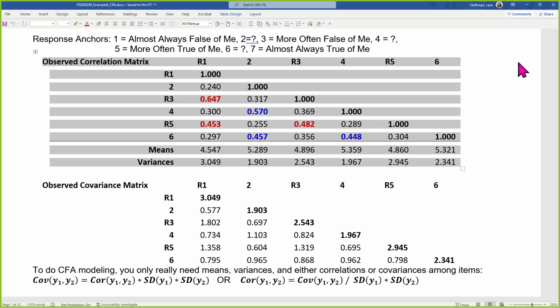Did you know that? If you are willing to assume that your item responses are normally distributed, multivariate normal, then these are sufficient statistics to do a confirmatory factor analysis. Every program will let you input either a correlation or a covariance matrix as data. So you can take other people's published articles and reanalyze their data if they give you a matrix.